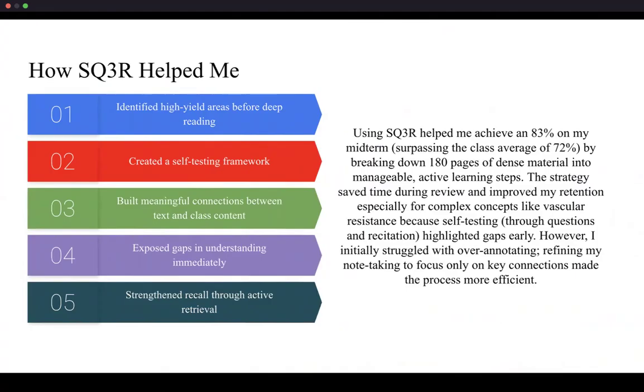So how does SQ3R help me? The results were significant. I achieved an 83% on the exam, outperforming the class average by 11%. More importantly, the strategy helped me identify core concepts efficiently and retain complex information like hemodynamic principles. While I initially struggled with excessive note-taking, refining the process taught me valuable metacognitive skills about my own learning pattern.